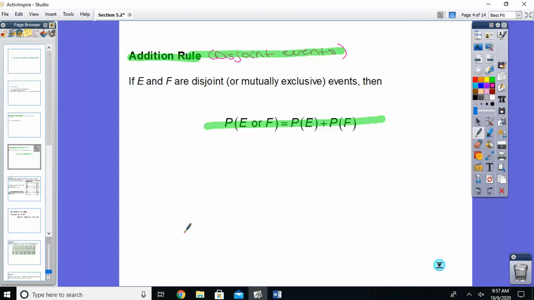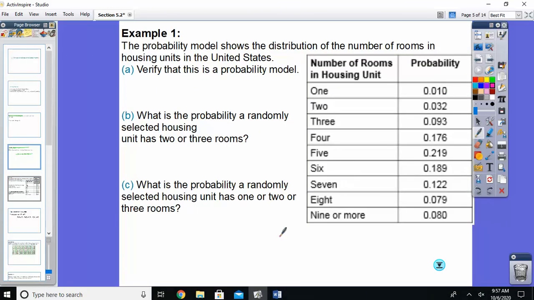So let's look at an example. This probability model shows the number of rooms in different housing units in the United States. Number of rooms, 1, 2, all the way up to the last case, which is 9 or more. Can we all agree that you can't have both 7 and 8 rooms? You would have one or the other. And I give you the probability of each.